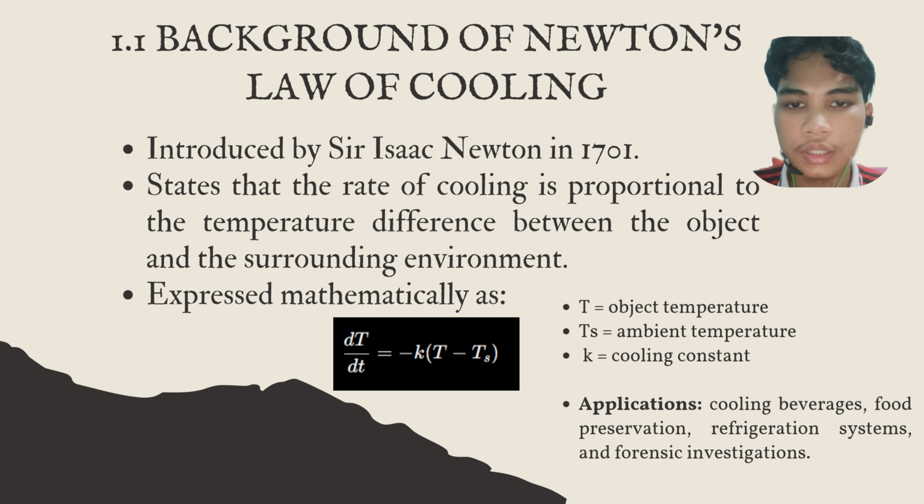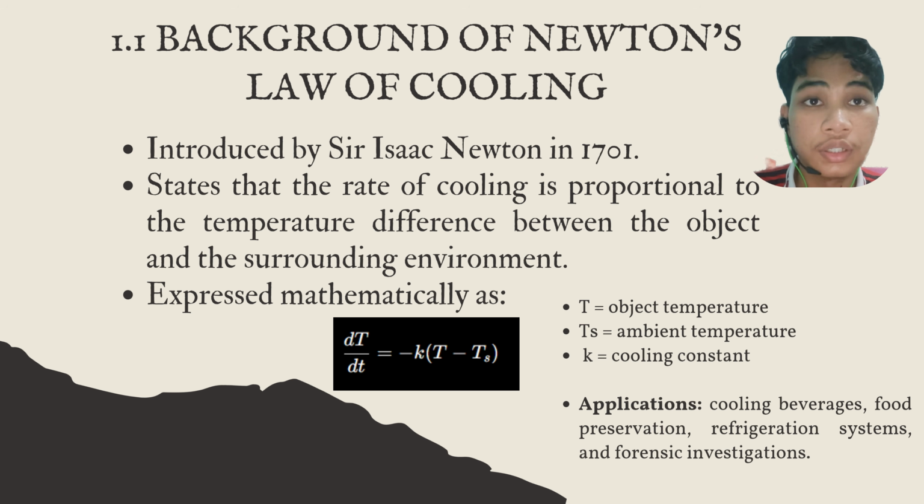Mathematically, Newton's law of cooling can be expressed as dT over dt equals negative k times (T minus Ts). In this equation, T represents the temperature of the object, Ts is the surrounding or ambient temperature, and k is the cooling constant. The negative sign indicates that the temperature decreases over time during the cooling process.